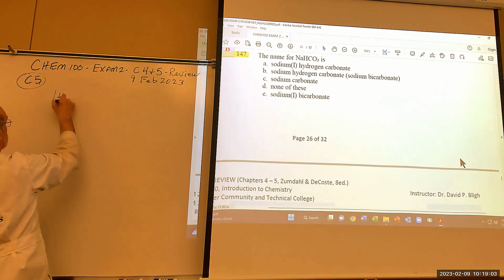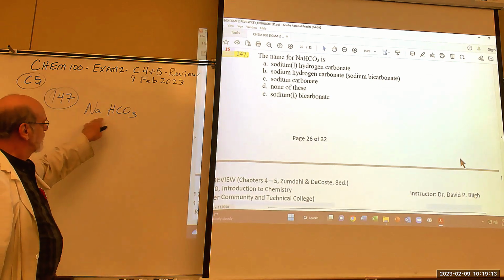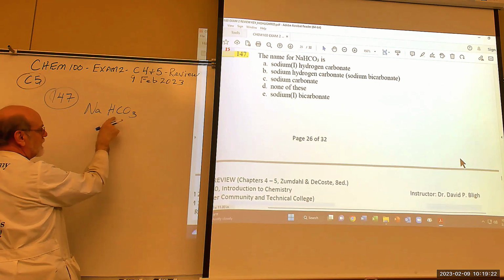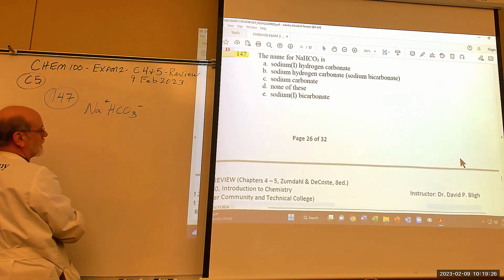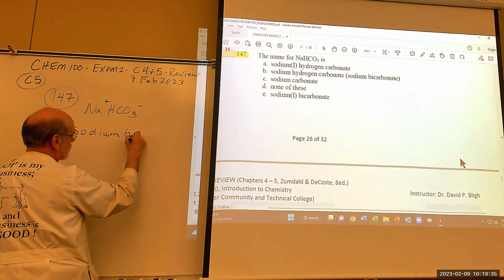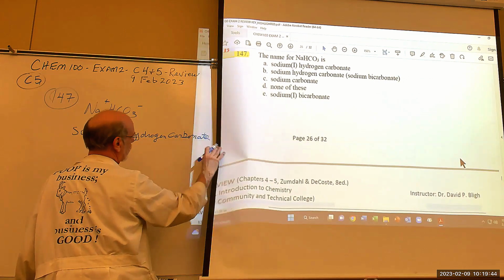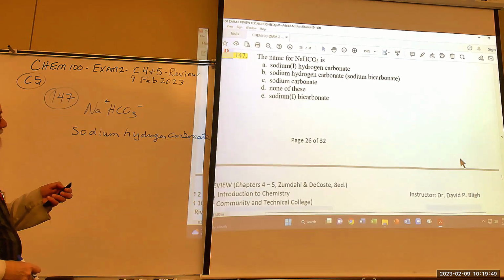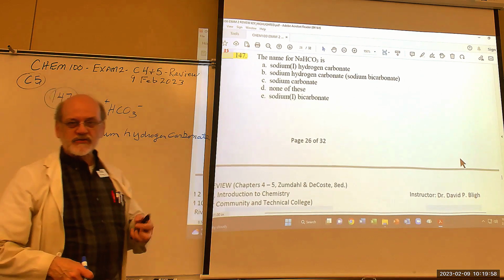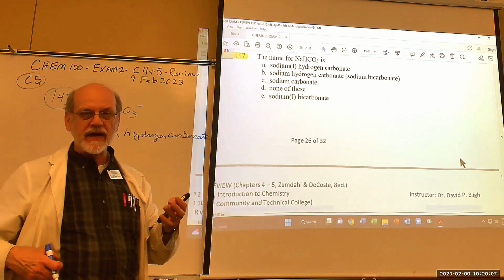All right, what's the name of this one? NaHCO3. Well, here's your metal, and here's the polyatomic ion occupying the nonmetal position. So this is a type 1 compound, and you need the charge on this one, which is a -1. That's a +1, so it's just sodium. And the name of that is hydrogen carbonate. Now this is added in there because that's the trivial name. That was a name prior to the standardization by IUPAC.